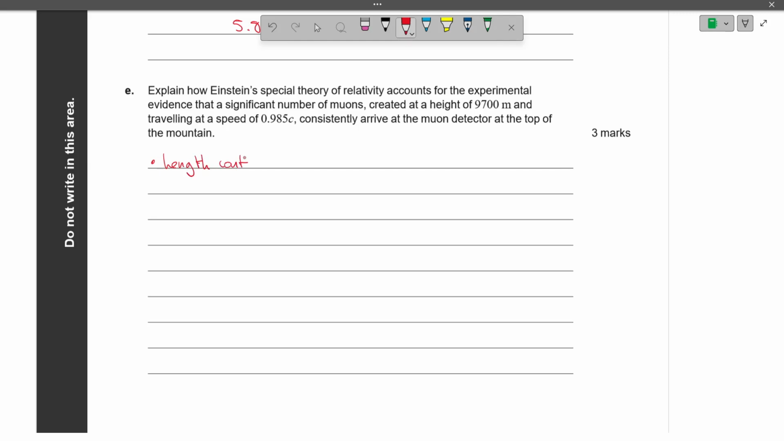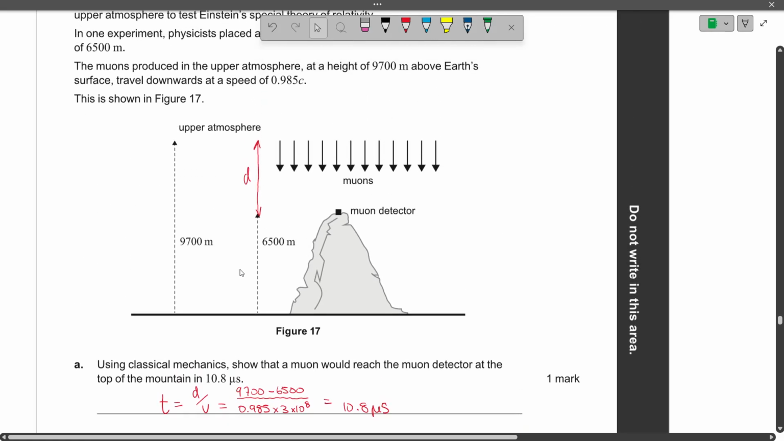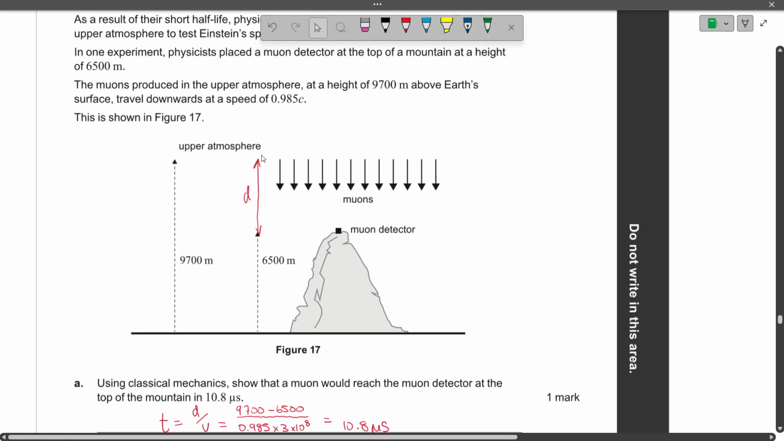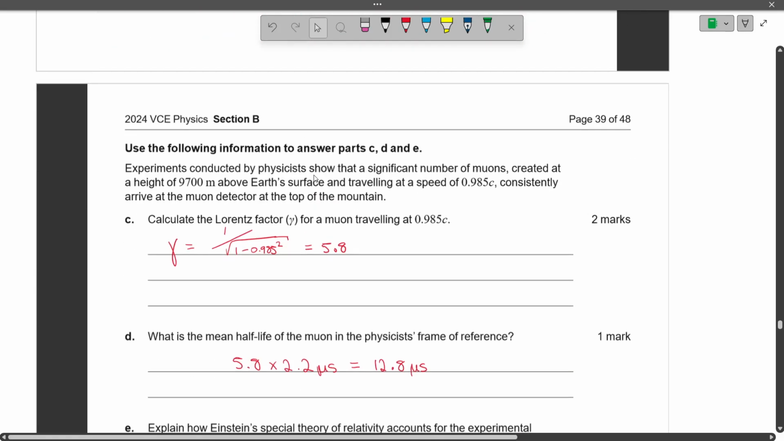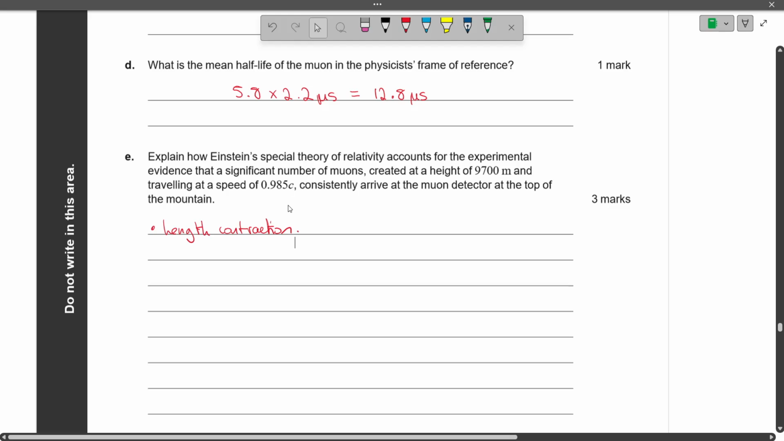Okay, length contraction. And what do I mean by this? Well, if you imagine the two points between the muon's creation and their detection, the muons are traveling, and imagine this length here is a stick. The muons are traveling parallel to that stick, so according to the muons, that stick will appear contracted to them. So the distance that the muons have to travel in their own frame of reference is shorter. And so that means they are probably able to get to the end of that distance before they decay.